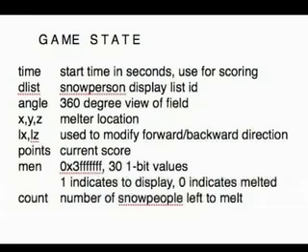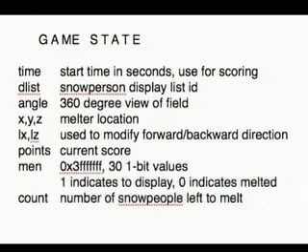The points is your score. The min variable basically holds 31-bit values, and each of the bit positions indicates a snow person. 1 indicates to display it, and a 0 indicates that it's been melted. And then count is the number of snow people left to melt. So you may be looking in a direction in which nothing shows, and this indicates that you need to rotate and find that missing snow person.